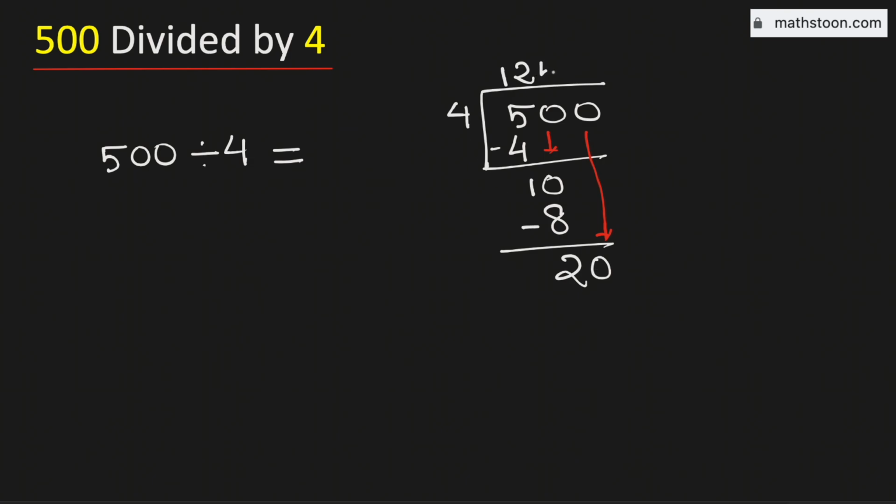Now 4 times 5 is 20. Subtract, we get 0. As we have got the number 0 and there is no number to bring down here, so we will stop. Therefore, the value of 500 divided by 4 is equal to 125, and this is our final answer.